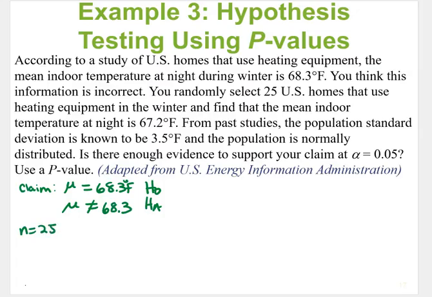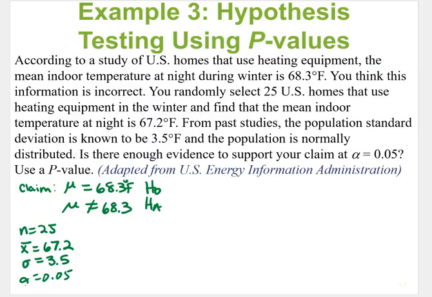My n is 25. We find that the mean indoor temperature, the x bar in that sample, is 62.7 degrees. And from past studies, the population standard deviation is known to be, so there's my sigma, 3.5. The population is normally distributed. Check, that's good to know. Is there enough evidence to support your claim at alpha equals 0.05? So there is all the information that we gleaned from the problem.